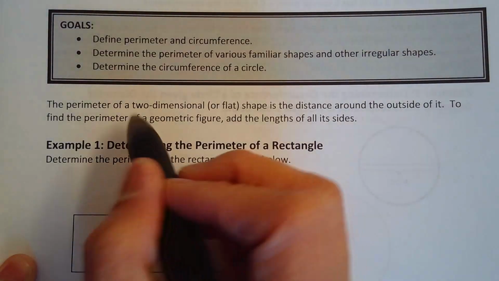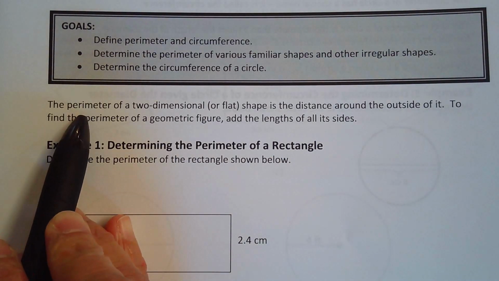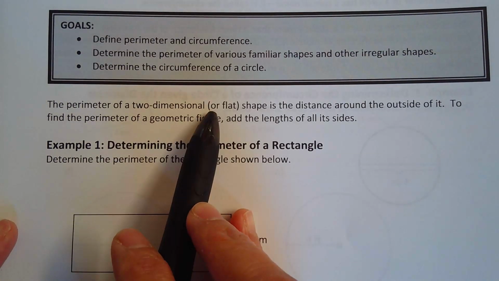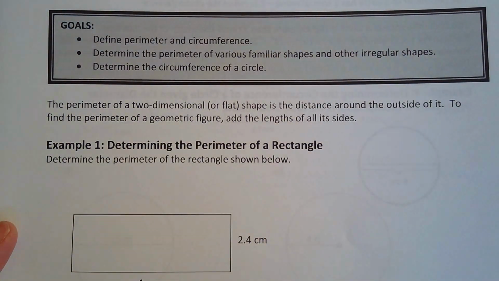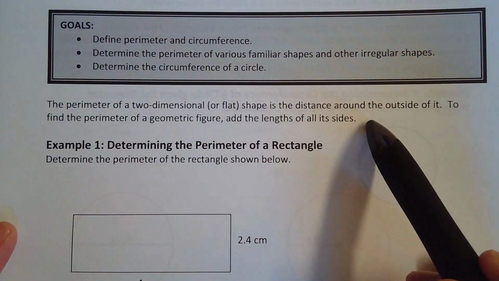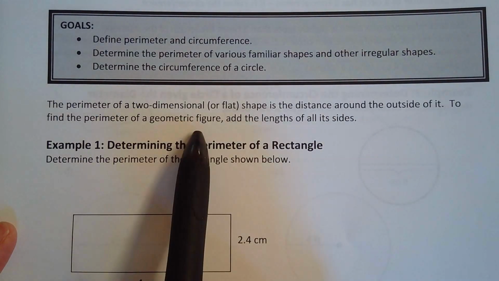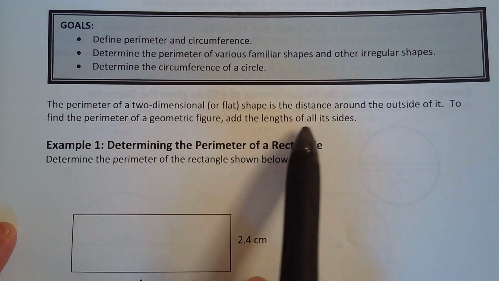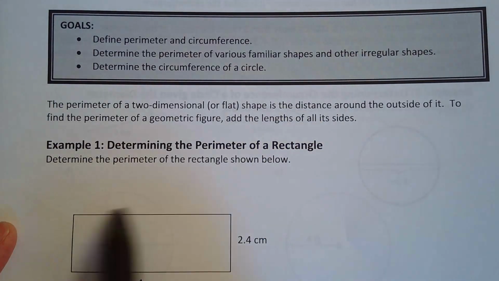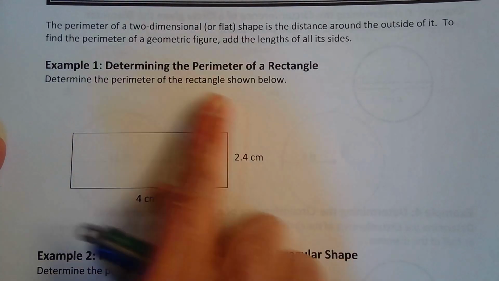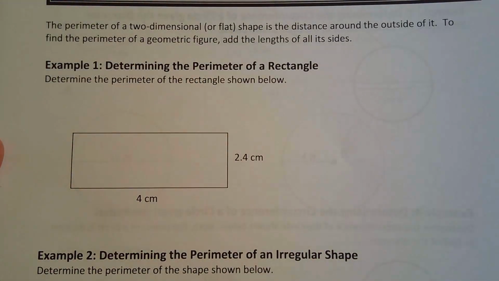So the word perimeter of a two-dimensional or flat-shaped object is the distance around the outside of it. So the distance outside. To find the perimeter of a geometric figure, add the length of all its sides. Okay, so that's a strategy. Add up all the sides. Now, looking at this rectangle, how many sides does this have? Four. So we're going to add up all its sides.